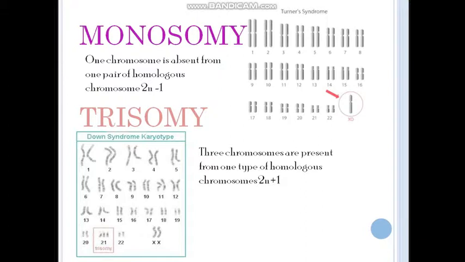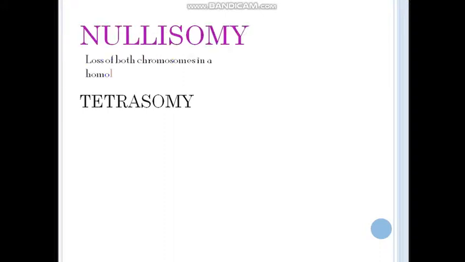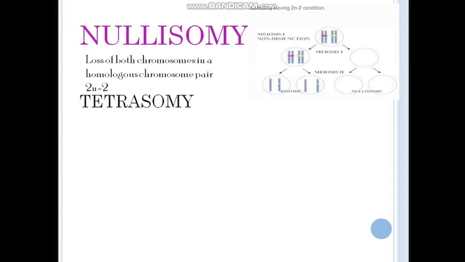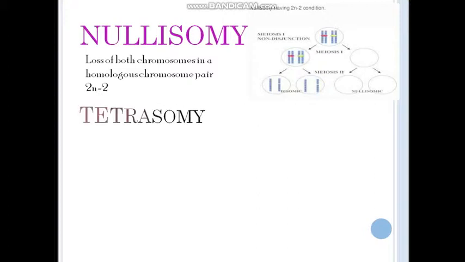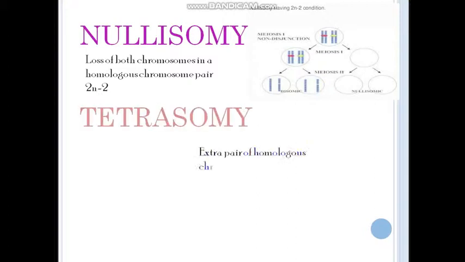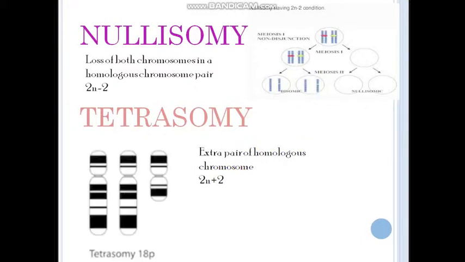There are another two types of aneuploidy conditions named nullisomy and tetrasomy. Nullisomy refers to the abnormal chromosomal composition that occurs due to the loss of both chromosomes in a homologous chromosome pair. It can be indicated as 2n-2. Tetrasomy refers to the abnormal condition that occurs due to the addition of an extra pair of homologous chromosomes, and it can be indicated as 2n+2. All these conditions cause abnormal chromosomal numbers or numerical changes in the total number of chromosomes.